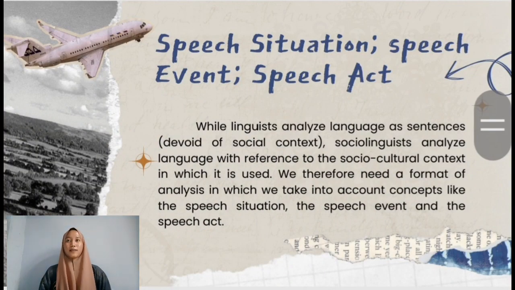Okay, let's move to speech situation, speech event, and speech act. So in this discussion, speech situation refers to the broader context in which communication occurs, taking into account factors such as participation, setting, and purpose. And speech events are more specific communication events, often shaped by social norms and expectations. And speech acts involve looking at the intent behind a particular utterance or expression, taking into account not only the words spoken but also the social function they have.